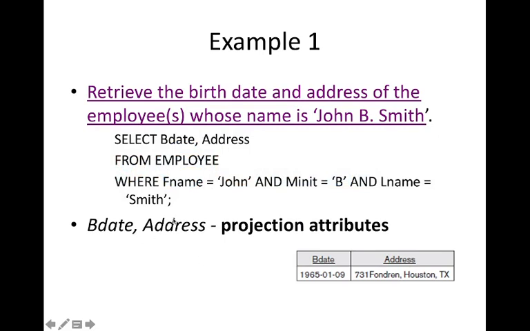Here birth date and address are known as projection attributes. These attributes are known as projection attributes because we want to project the data from these attributes, and this condition is known as the selection condition.